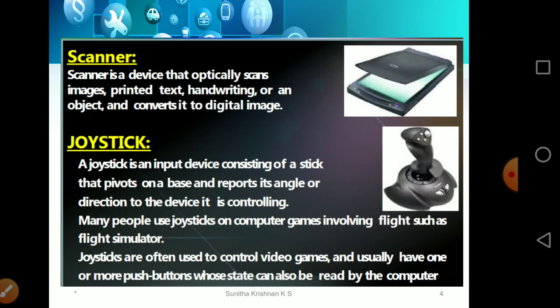Then comes the scanner, which is the device that scans the images. When we keep the paper on it, it takes the photo or scans it around and makes the images. Whatever object may be, it converts it into a digital image. Now coming to the joystick, it is an input device which just looks like a stick, and it is most commonly worked with games. They are mostly used to control the video games.